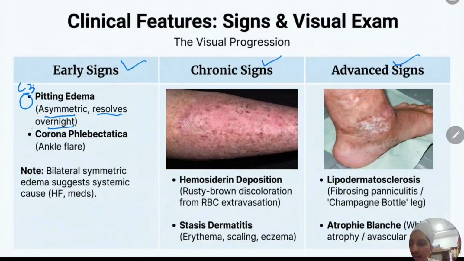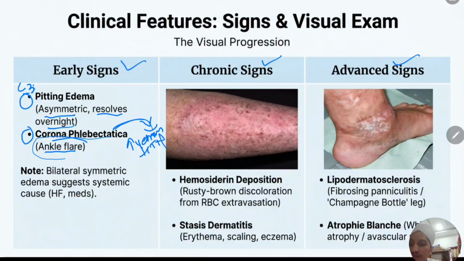That is an important point. Then corona phlebitica, which is an ankle flare. What is the meaning of this? It is nothing but reticular telangiectatic veins which are present at the ankle. This signifies that venous hypertension is very high. The presence of corona phlebitica, a finding at the ankle, suggests that venous blood pressure is high.